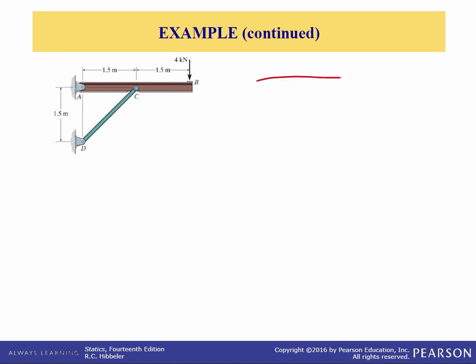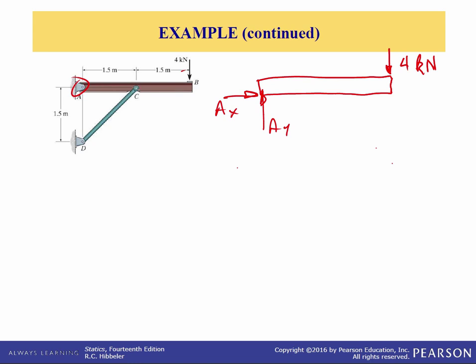So we draw a representation of its shape, and then we look at the applied loads first. We have a 4 kilonewton load at the end, so that's 4 kilonewtons. We have a pin at A, and if you don't know this already, you should go back and review the support reactions, but it can't support a moment, but it can support forces in both the Y and X directions.